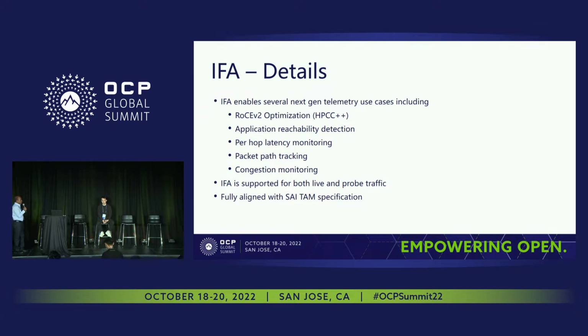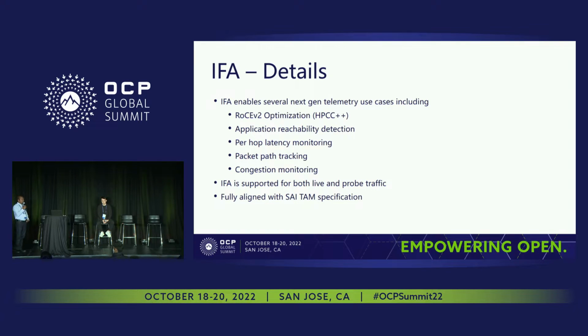There are other use cases like application reachability detection, meaning proactively you monitor whether an application is reachable or not. And if a path is not good for reaching an application, they switch to an alternate path. So that is another use case.